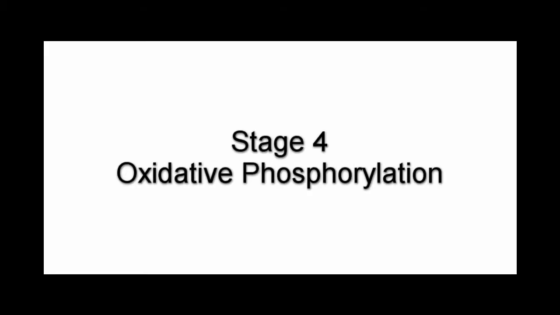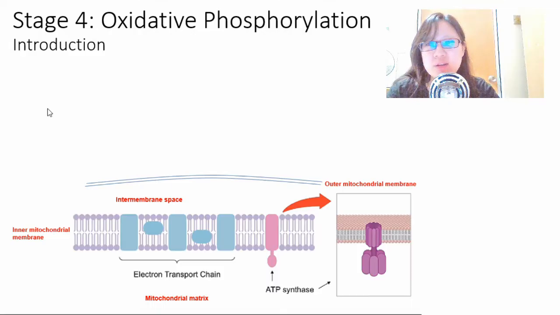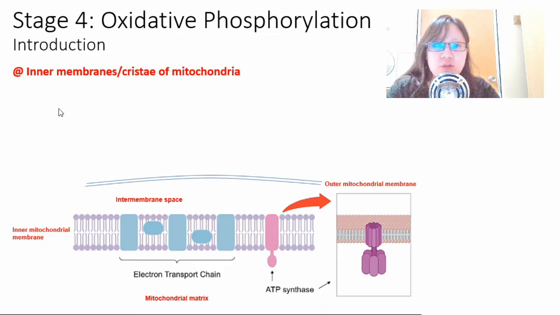Now we are looking at stage 4, oxidative phosphorylation. Before we go into the steps, we need to do a little bit of introduction because this particular stage is a little tricky. First of all, it is performed in the inner membrane or cristae of mitochondria. If you look at this diagram here, this is the outer membrane, this is the inner membrane. This space in between is called the intermembrane space, and this is the mitochondrial matrix inside.